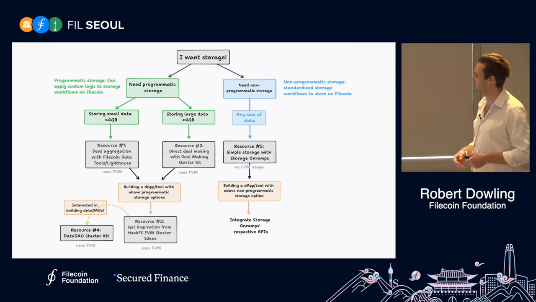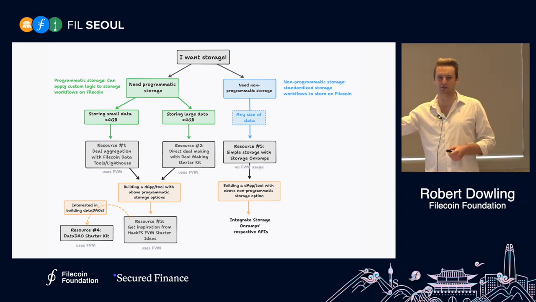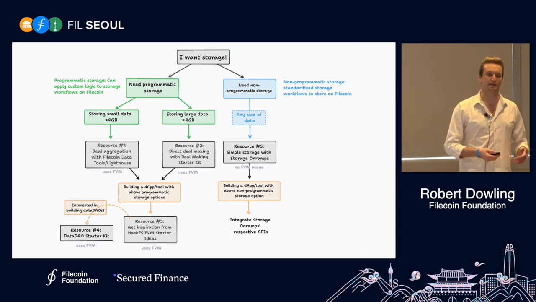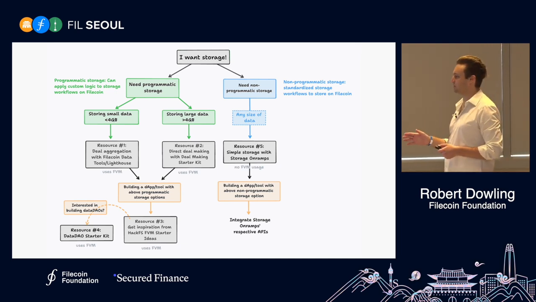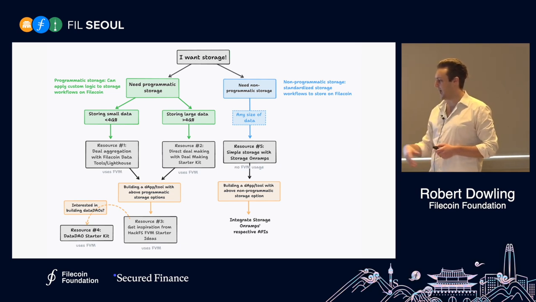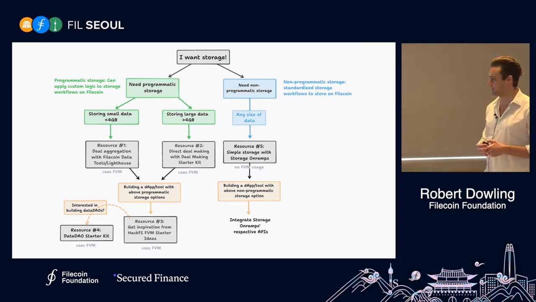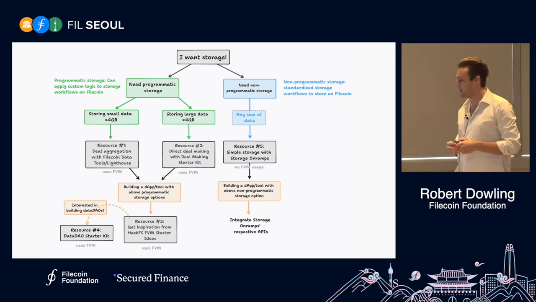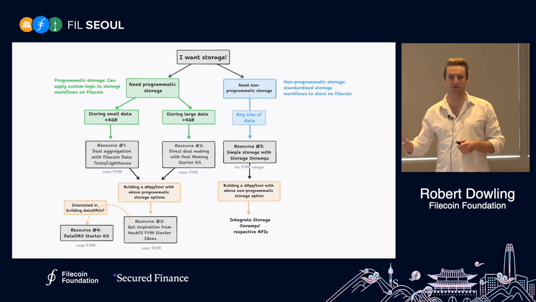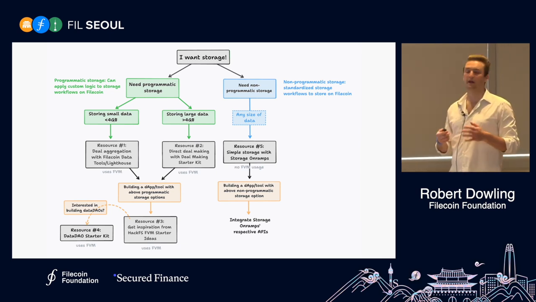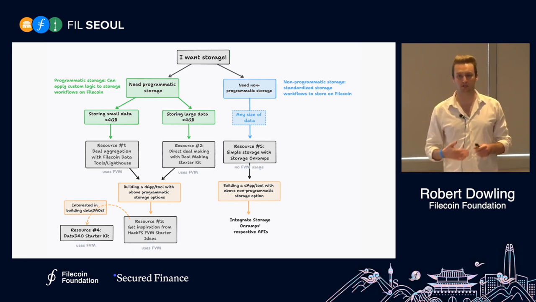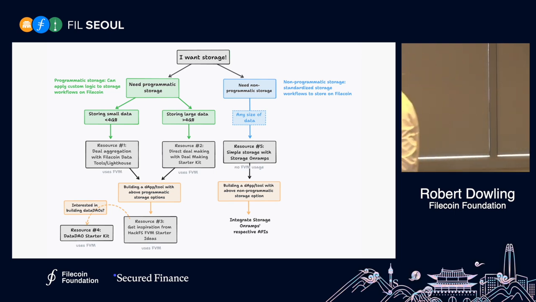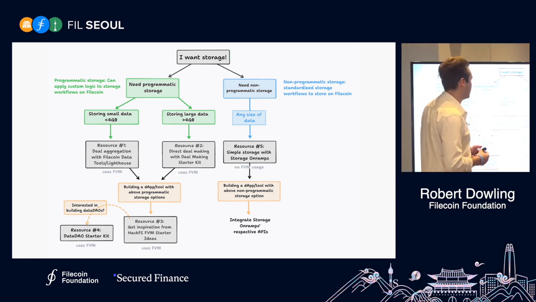So the first is this non-programmatic storage. This is just data of any size. You just need to upload it to Filecoin, no problem. You just do simple storage with a storage on-ramp, and maybe later you'll build some type of app or tool on top of that data that references that data in some way, no problem. Just standard Filecoin storage. But let's say you need programmatic storage, some type of business logic on top of your storage deals. Well, there's another question you need to consider.